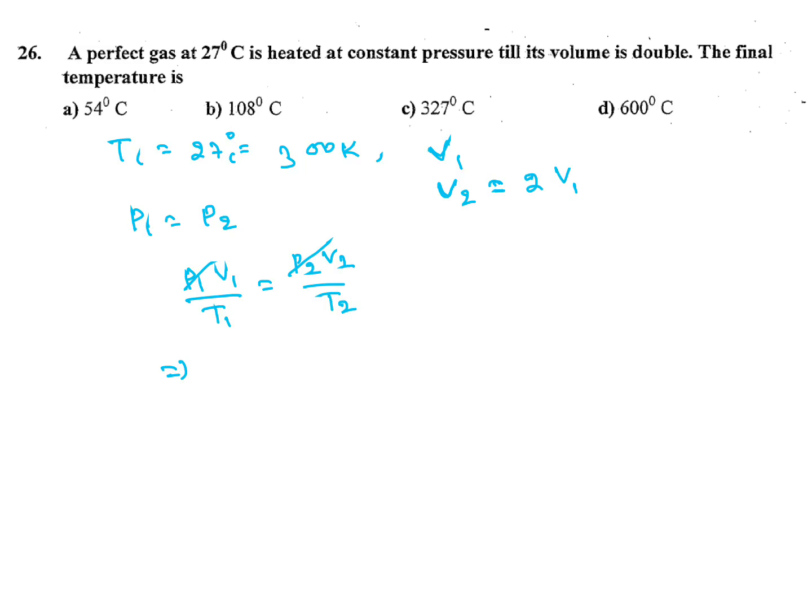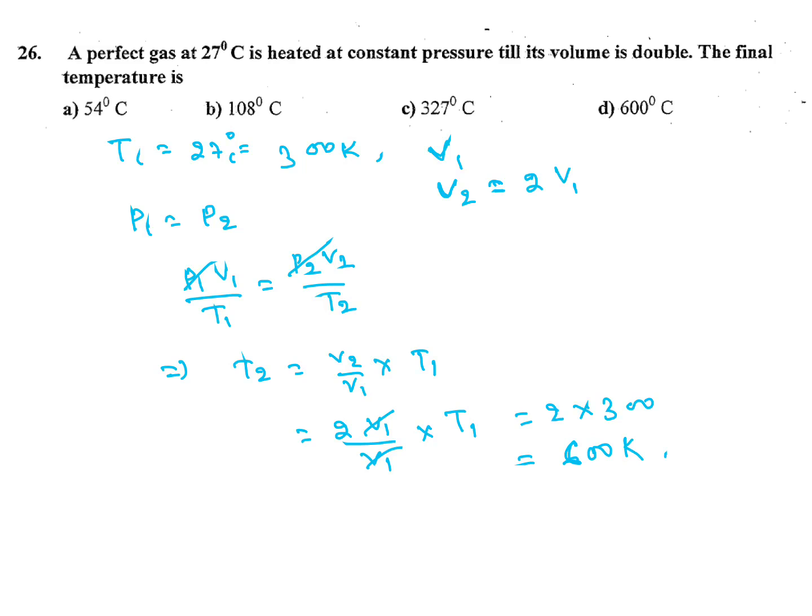Then we have to find T2. So V2 by V1 whole into T1. V2 is 2 V1 by V1 into T1. V1 cancels. 2 into T1, which is 300 Kelvin, so it's 600 Kelvin. You have to be careful about the unit. 600 Kelvin, but here the options are in degrees Celsius, so you should be careful.